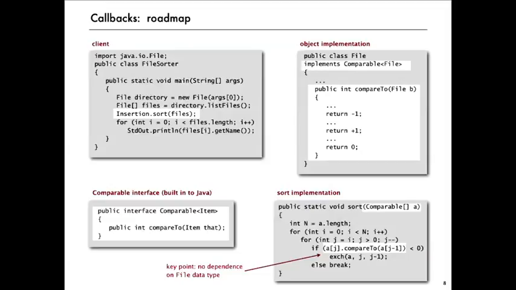The key point is that the sort implementation has no dependence on the type of data. That's handled by the comparable interface. And a different comparable array will be sorted in the same way. Because of the interface mechanism, there will eventually be a callback to the actual compareTo code that goes with the type of object being sorted.